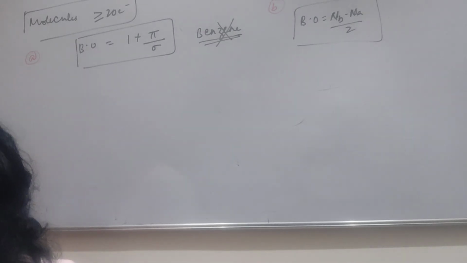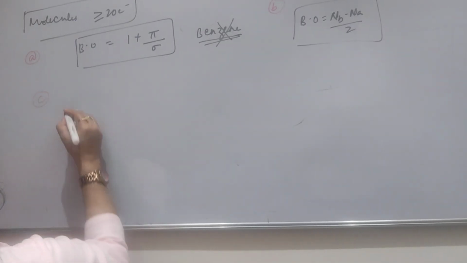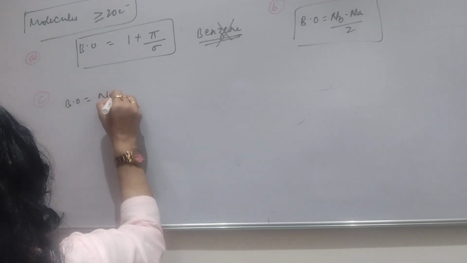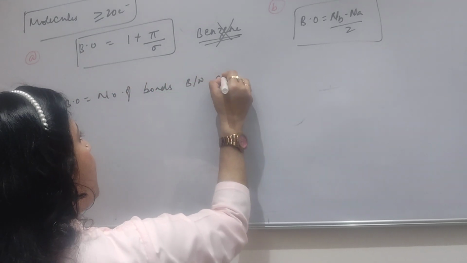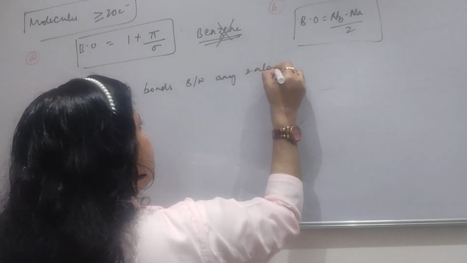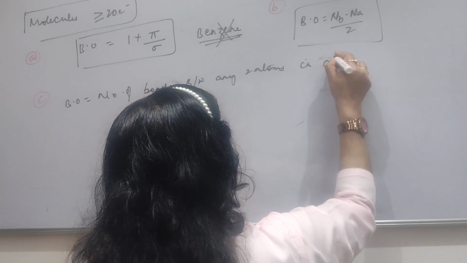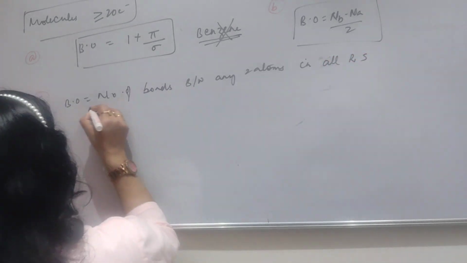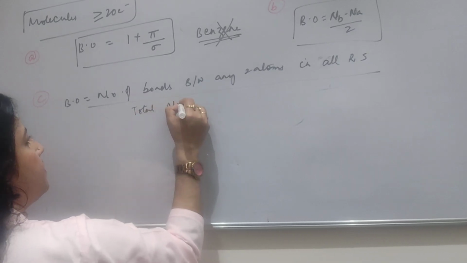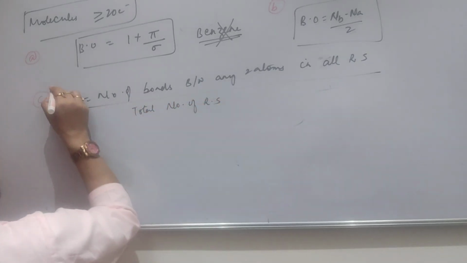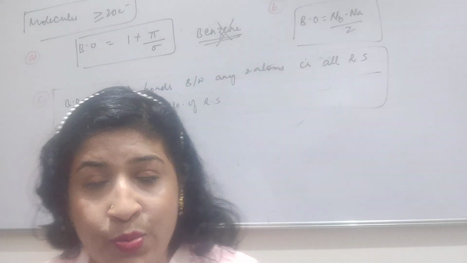And one more formula will be like bond order is equal to number of bonds between any two atoms in all resonating structures by total number of resonating structures. So there are three formulas for those which have more than 20 electrons.